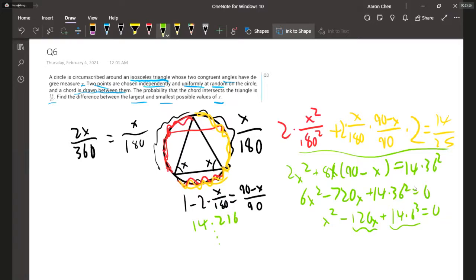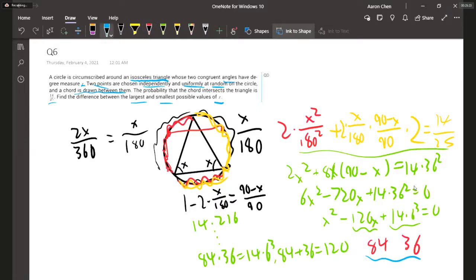and you can continue trying until you have that 84 times 36 is equal to 14 times 6 cubed, and 84 plus 36 is equal to 120. So the possible values of x are 84 and 36. And as a quick sanity check, both of these are possible angles in an isosceles triangle. And so the answer is their difference, which is 84 minus 36, or 48.